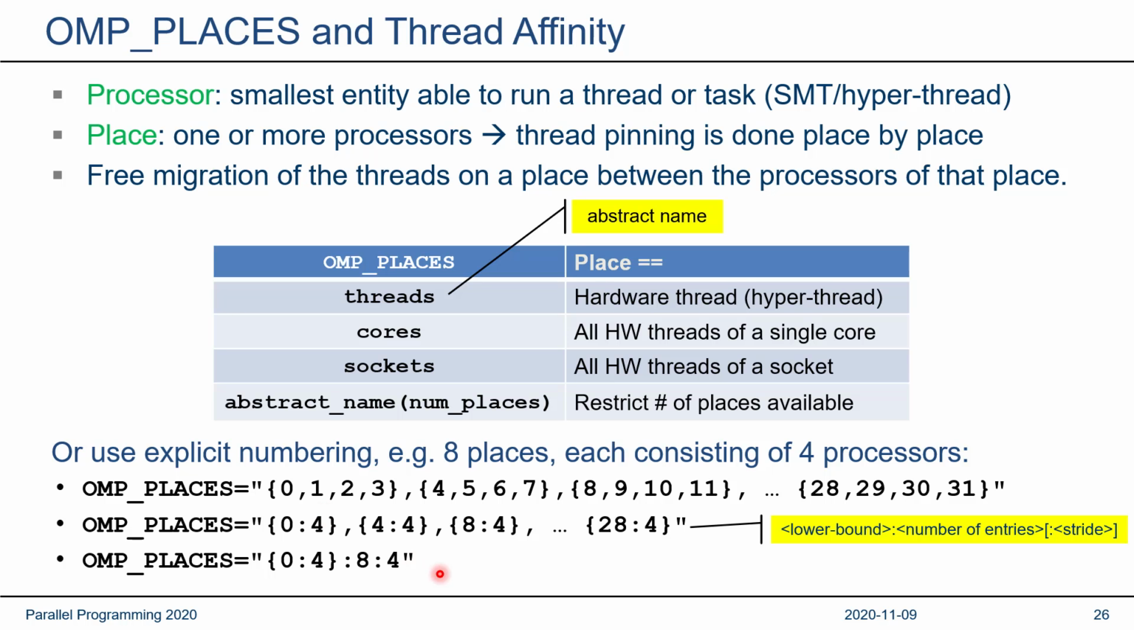And there's even a shorter way of handling it. I could designate a group of 4 repeated 8 times with a stride of 4. And that would be a shorthand for this lengthy designation here in the first bullet. However, again, the actual behavior is implementation defined. And also how these places are numbered is a function of the OpenMP runtime's understanding of the hardware. So you need to be sure that the OpenMP runtime of the compiler understands the structure of the hardware. Whatever you do, always check that your threads are running where they should be running.